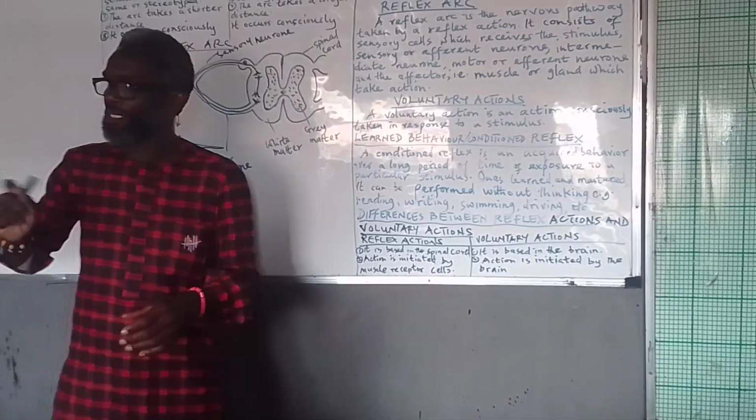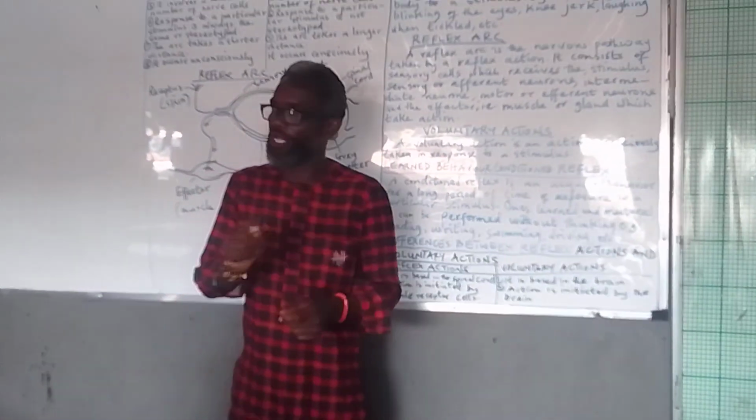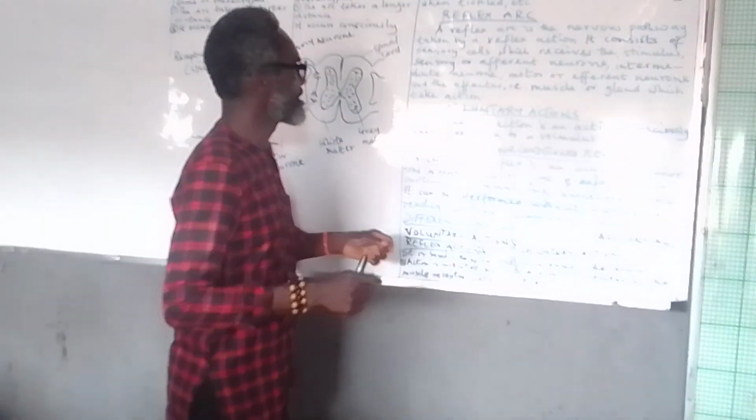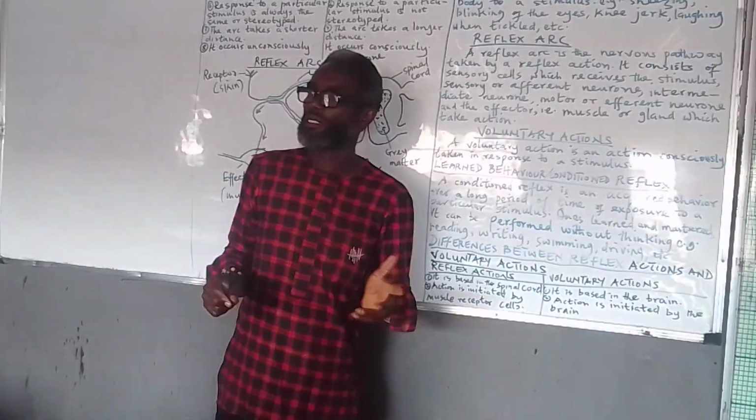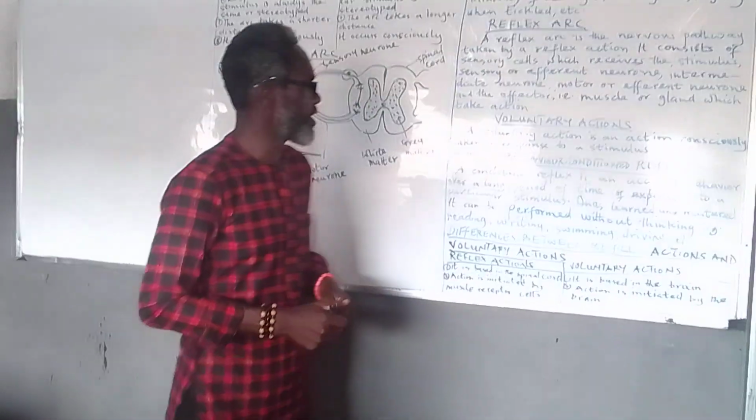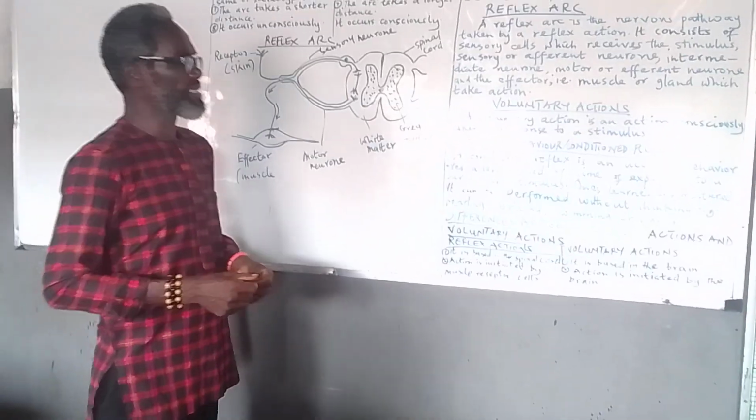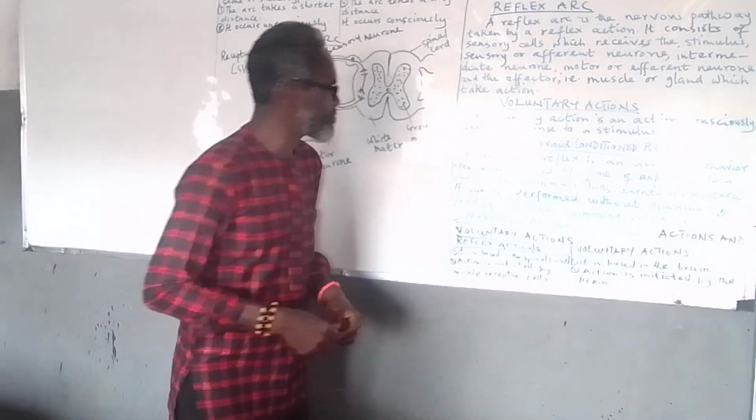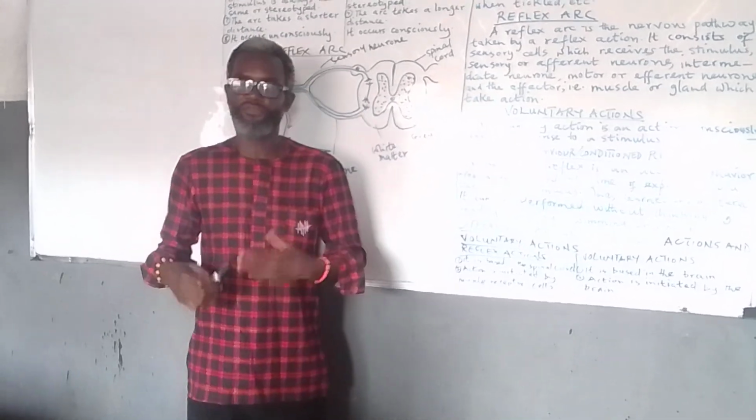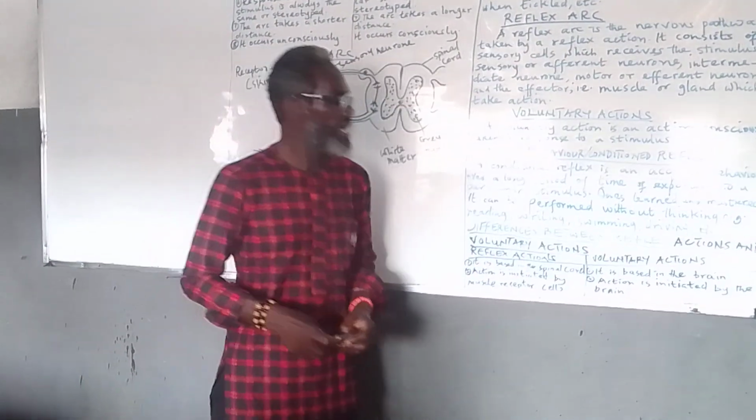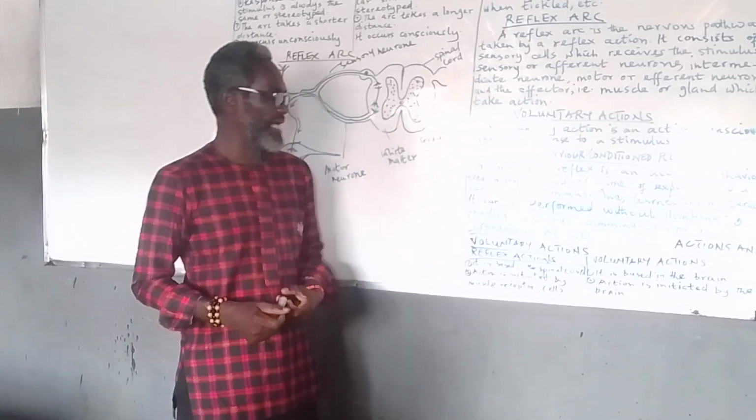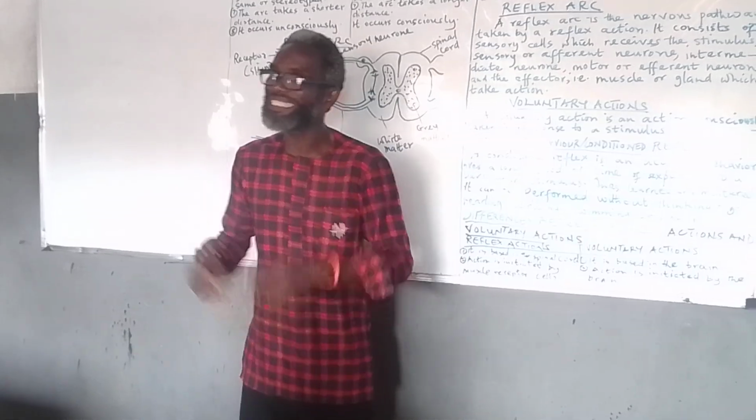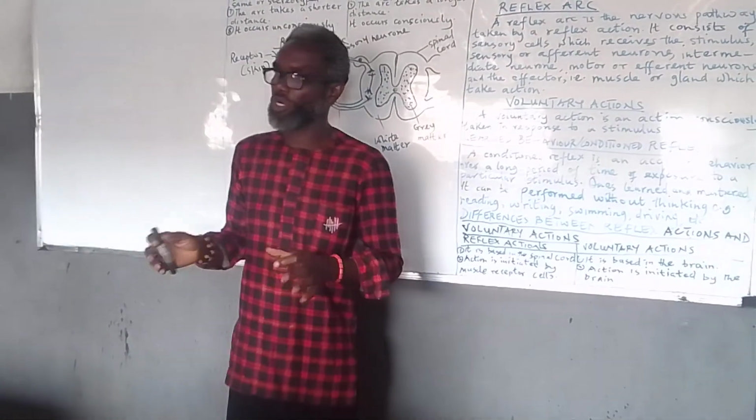Also, writing is something you learn. Apart from writing, other examples are reading. They are all learned behavior. So a conditioned reflex is an acquired behavior over a period of time of exposure to a particular stimulus. So once learned and mastered, it can be performed without thinking. That is called a learned behavior.